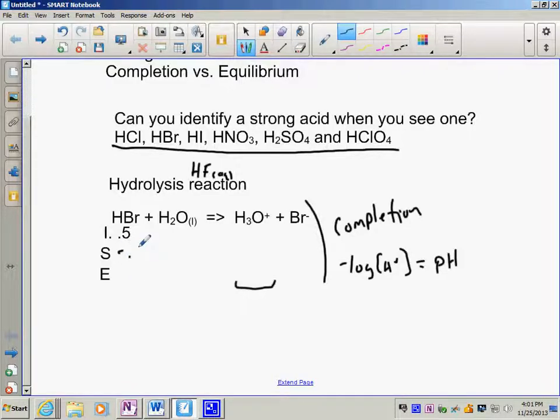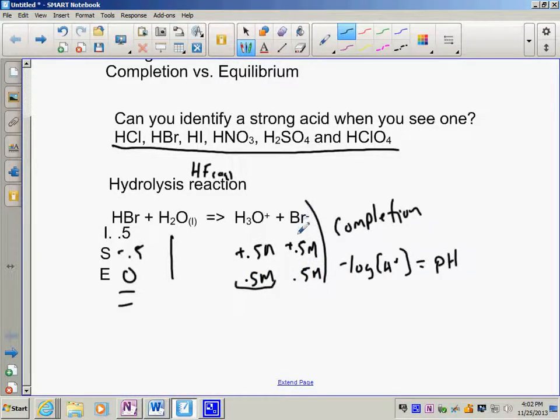I'll lose 0.5 of this. I'll have 0. Again, this is going to completion. This will not play a role because it doesn't have a concentration. I will lose some of it, but it should be there in a liquid state. I can't increase or decrease the concentration of the water. It's water. I will gain 0.5 molar of this, and I will gain 0.5 molar of this. This will be down to 0.5 molar, and this will be 0.5 molar.